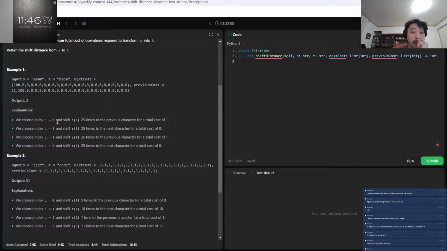We choose index i and shift S of 0, 25 to the previous for a cost of 1. Why do we do that? Oh yeah, because it's 0, yeah. It's also fine. To the previous. Oh, so okay, I understand.